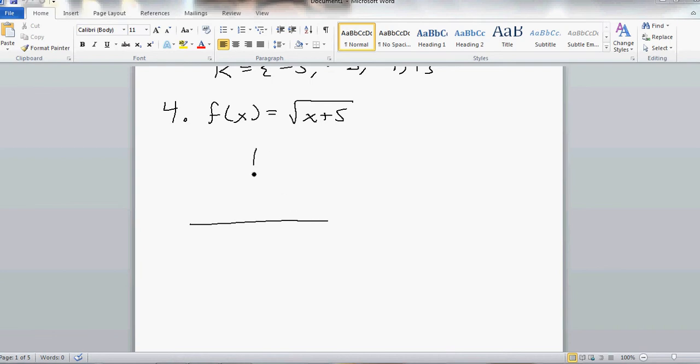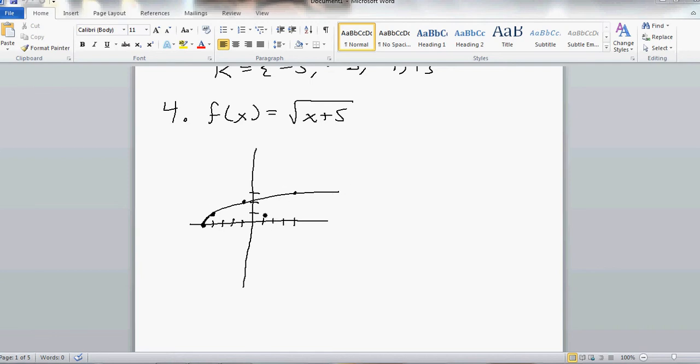So what we're going to get will be these points. Shift it over 5 to the left, so it's going to be -5, 0, -4, 1, -1, 2, -4, 3, and we could have more if we really needed it. And we need to remember that the square root curve looks like that.